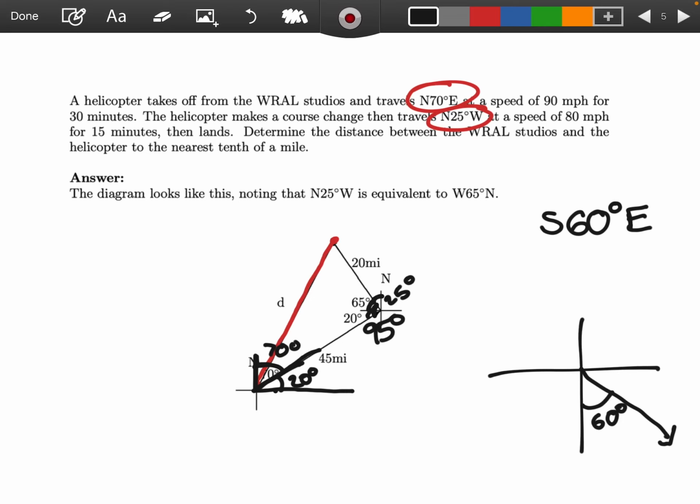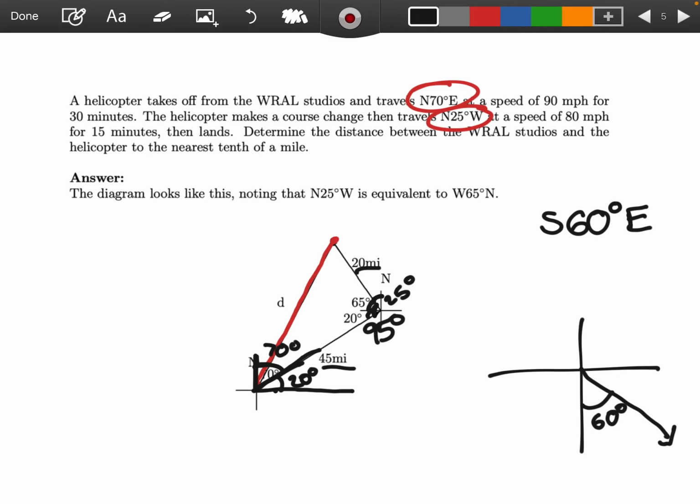And then we know that we've got 65 degrees between that line and due west, and I've got 20 degrees furthermore to go because of that opposite angle. So that full angle there is 90 degrees for that triangle.